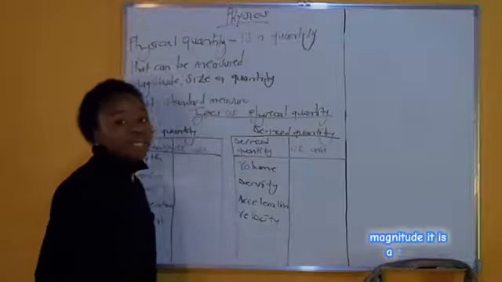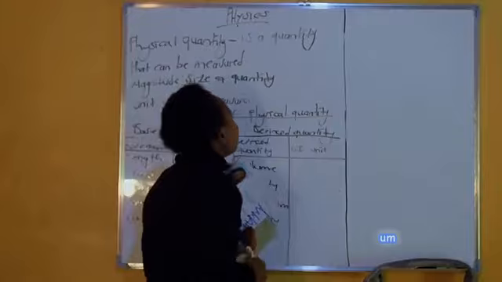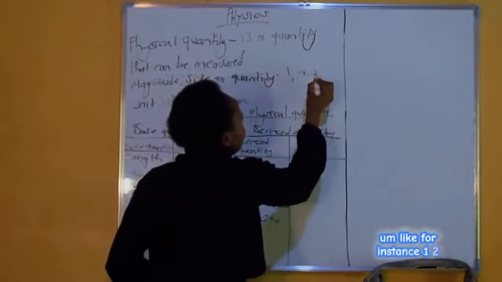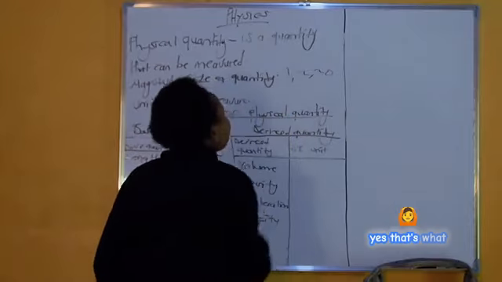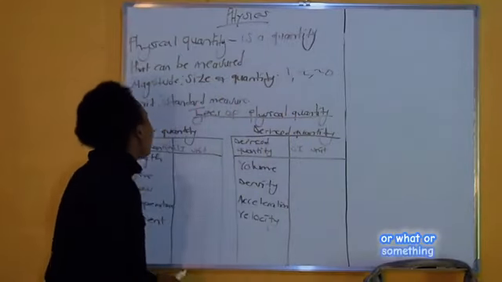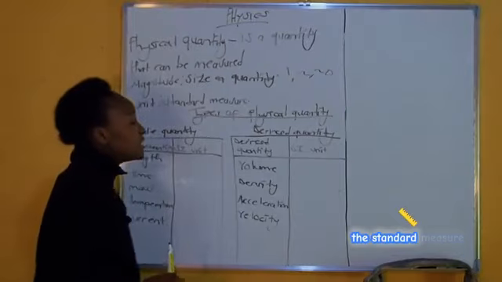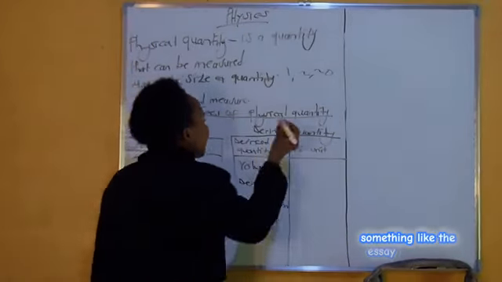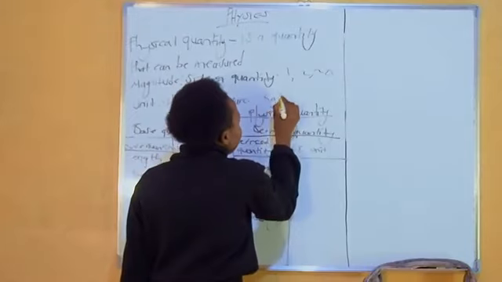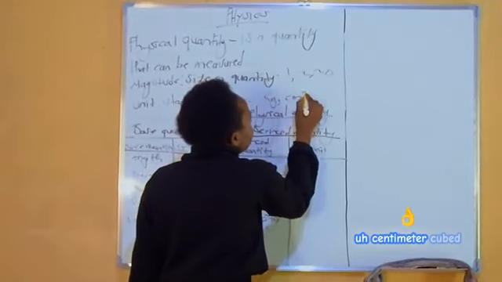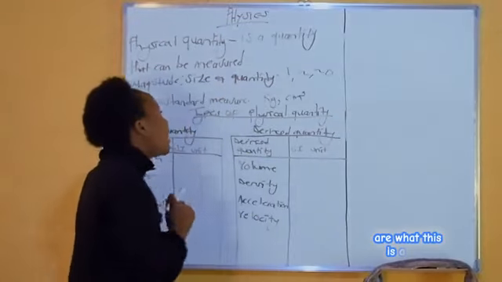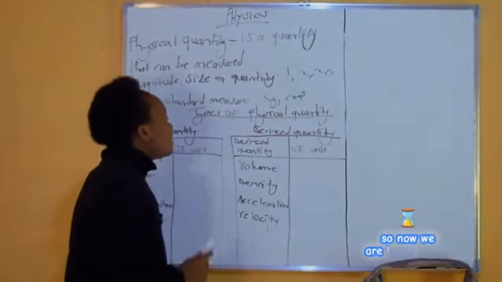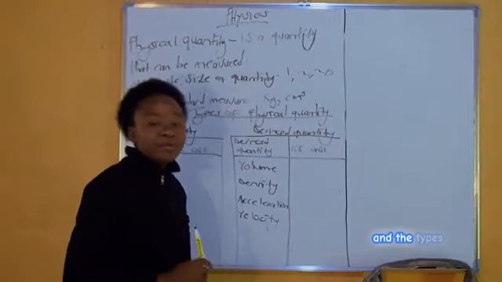Magnitude is the size of a quantity. Let's say, for instance, 1, 2, 20. Yes, that's a magnitude of something. Then the unit is the standard measure of something, like the SI unit, where we have kg, centimeter cubed. So these are what? These are units.